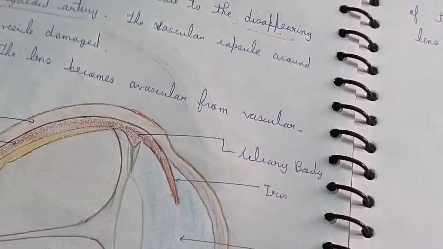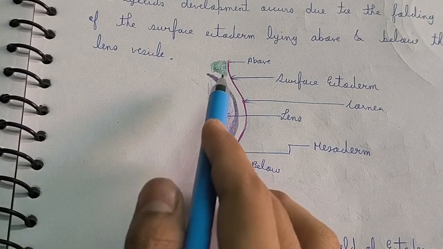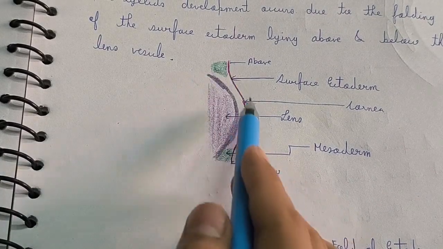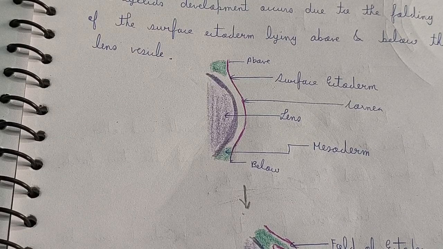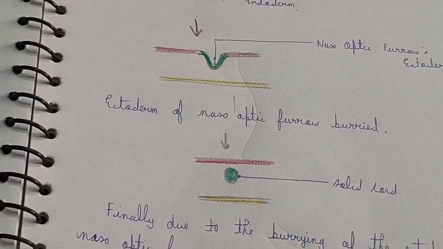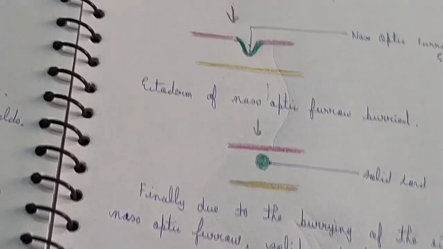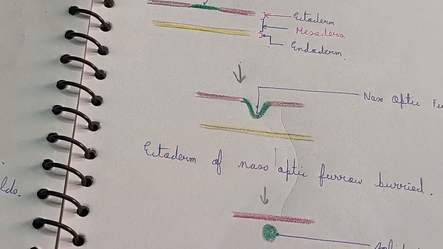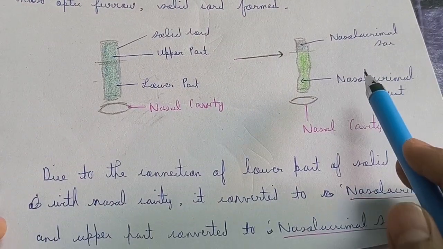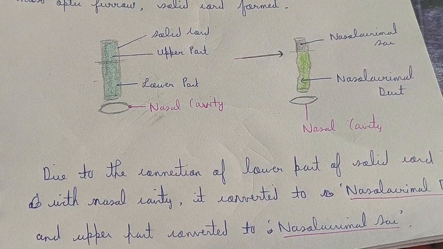And the second point, as you can notice, is that the eyelids are formed due to the surface ectoderm lying above and below the cornea. So from this surface ectoderm they are formed. Therefore, eyelids are ectodermal in origin. And you can also notice that the nasolacrimal duct is formed due to the burying of the ectoderm of the naso-optic furrow. So the nasolacrimal duct is also ectodermal in origin.